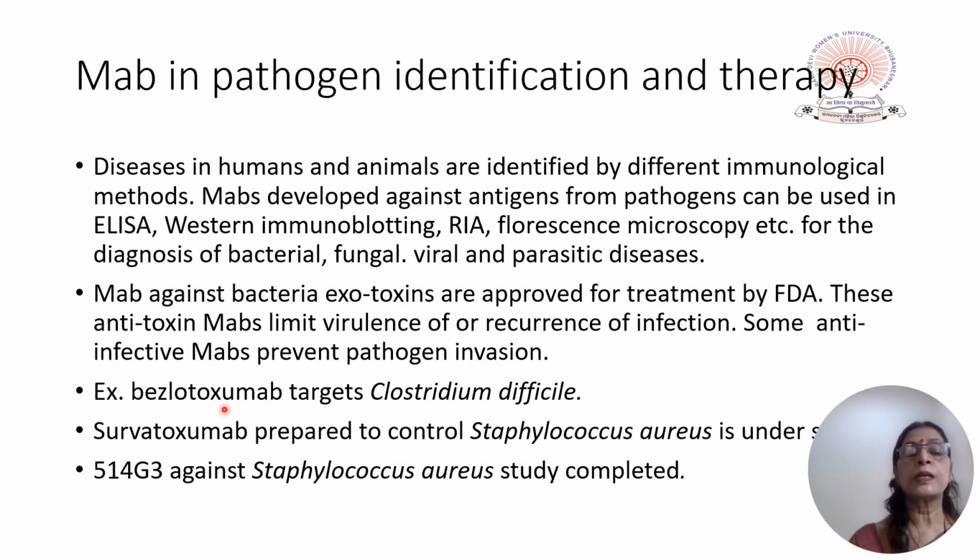MAB produced against the exotoxin of certain bacteria have been approved for treatment by the FDA. These are called antitoxin MABs. They limit the virulence and recurrence of the infection. Also, they may reduce the pathogen invasion chance. These are examples of MAB which are either in the research stage or have been approved.